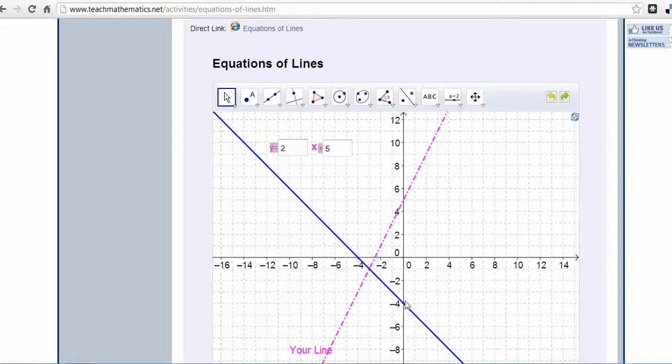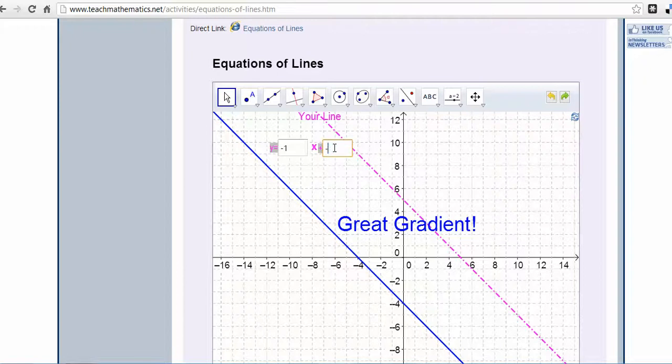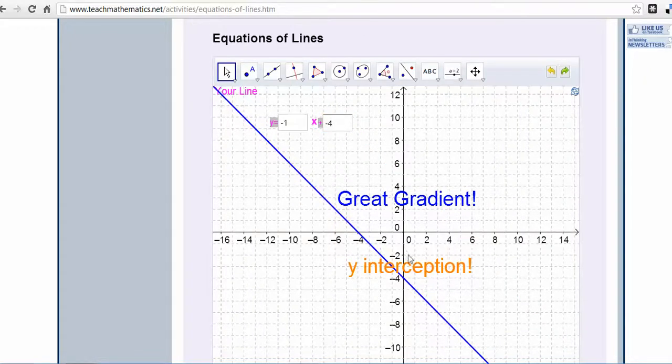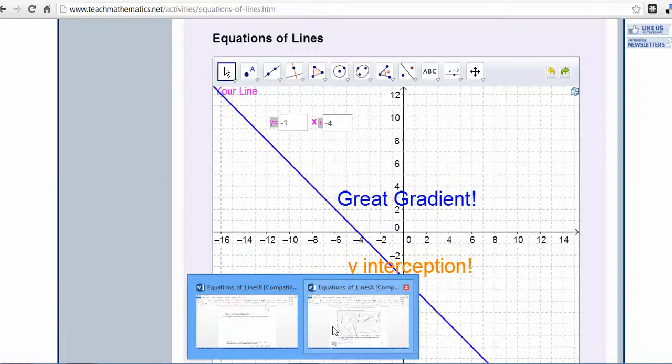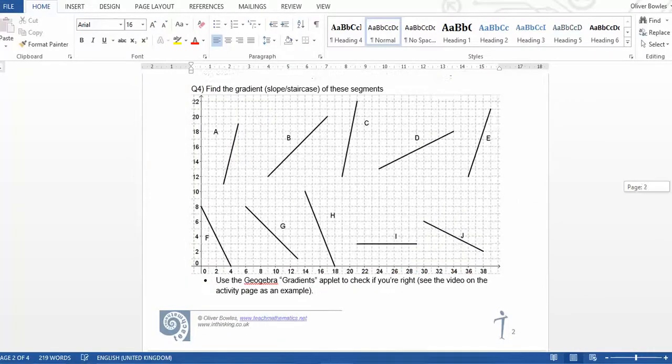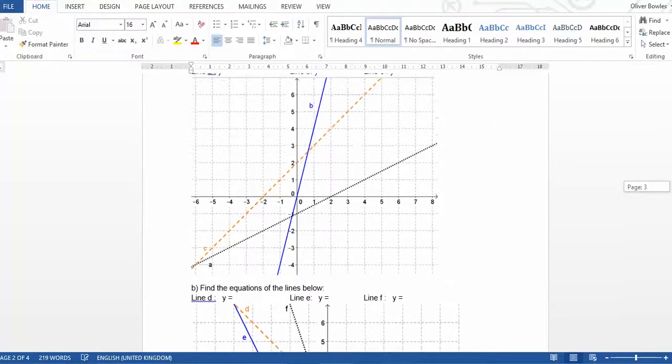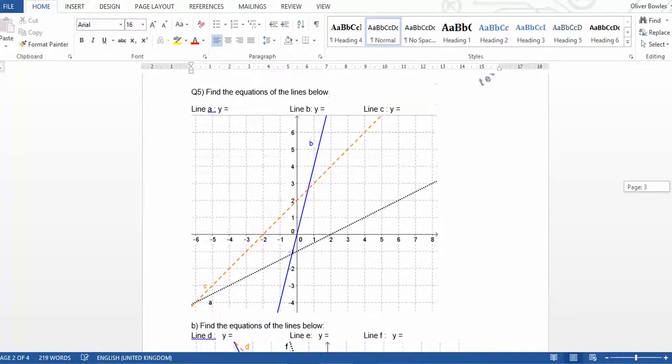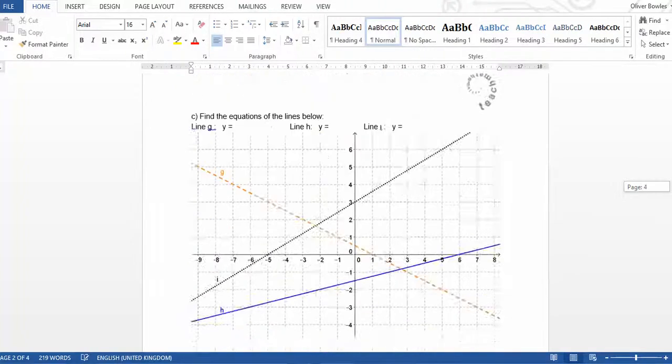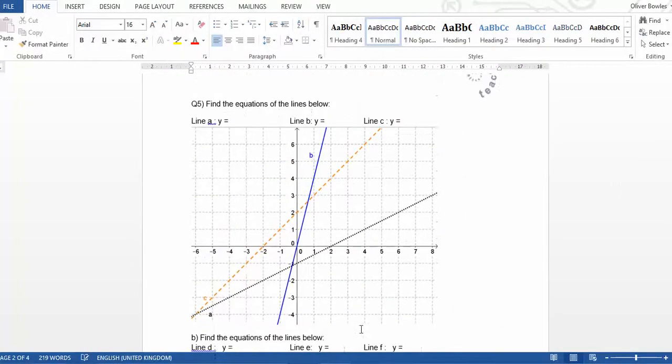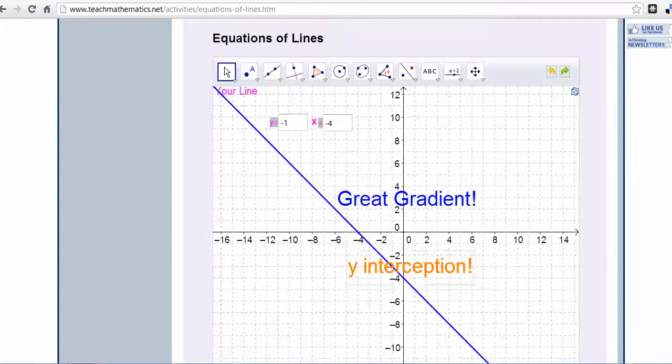Okay, and then I have to decide what the gradient is. Well, I put the gradient in here. I think that's about -1, and I think the intercept is about -4, and it gives you feedback about the gradient and the intercept. And then you're back to your worksheet where you've got a system of lines to work out. There's 3 lines there you need to work out, another 3 here, and then a final 3. So there are 9 lines in total for you to work out the equations of using gradient and y-intercept.